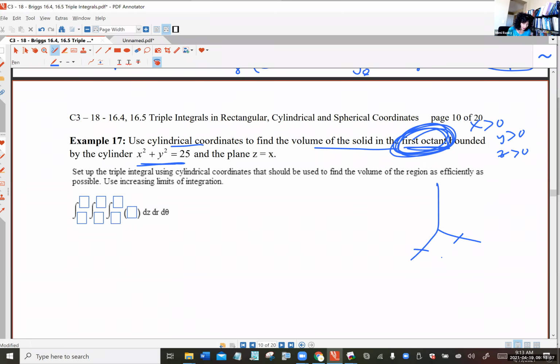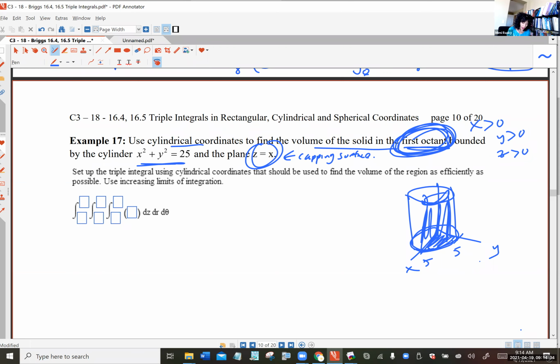If I graph x squared plus y squared equals 25, I first graph the generating curve in the xy plane, which is a circle of radius 5 centered at the origin, and then I whoosh it in the direction of the missing variable. So that's a can, and we only want to look at the portion of the can that's here in the first octant, which is this portion right here coming out of the page. And then z equals x. Now, folks, this is the capping surface. Okay, and they're asking for cylindrical coordinates here.